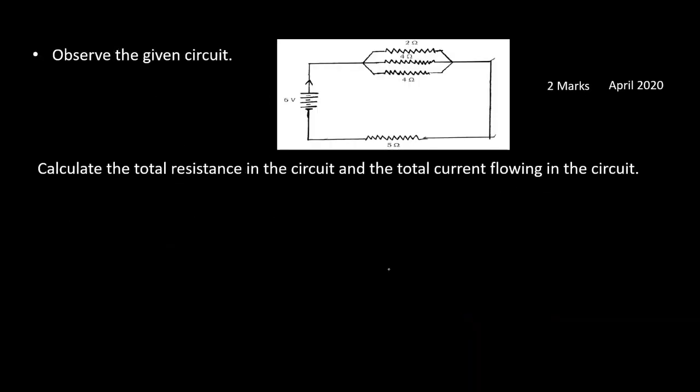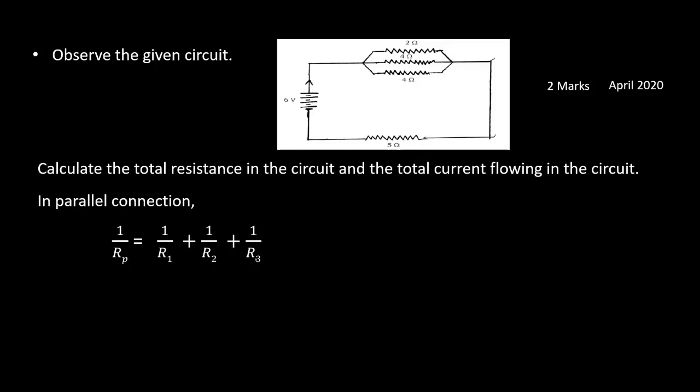Next question is, observe the given circuit and calculate the total resistance in the circuit and total current flowing in the circuit. In this diagram, 3 resistors are in parallel. So, first we will calculate total resistance of these resistors. 1 divided by Rp is equal to 1 divided by R1 plus 1 divided by R2 plus 1 divided by R3.